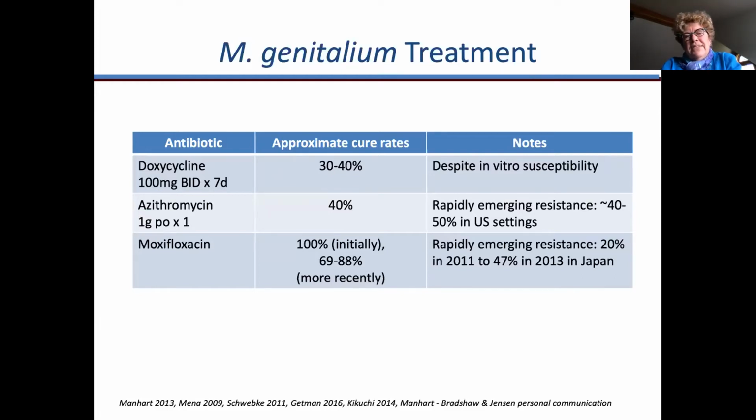It's not very susceptible to doxycycline, and with increasing azithromycin use, including as co-treatment for gonorrhea, we're seeing more rapid resistance emerging, 40 to 50%. So the alternative is moxifloxacin, but we're also seeing that M. genitalium can be resistant to quinolones.